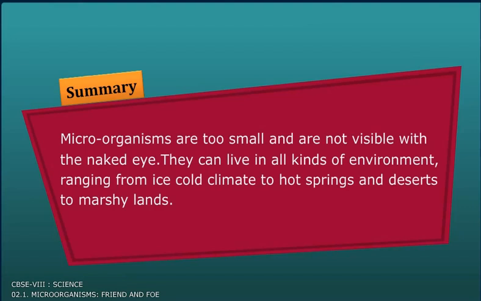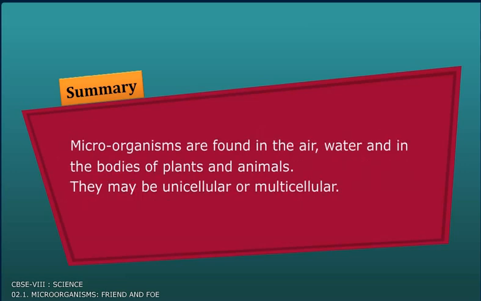Summary. Microorganisms are too small and are not visible with the naked eye. They can live in all kinds of environment, ranging from ice-cold climate to hot springs and deserts. Microorganisms are found in the air, water, in the body of plants and animals. They may be unicellular or multicellular.